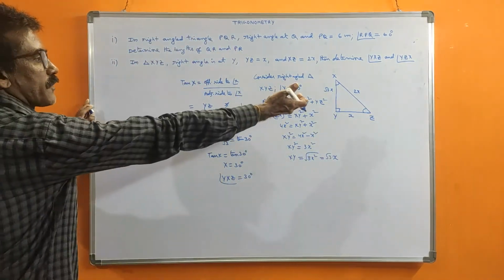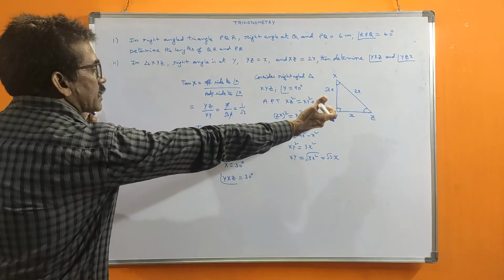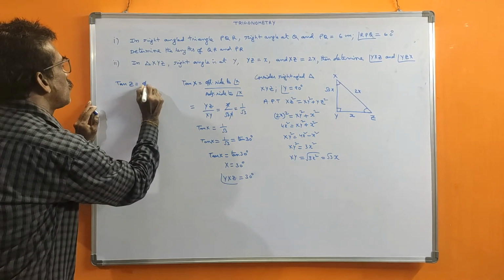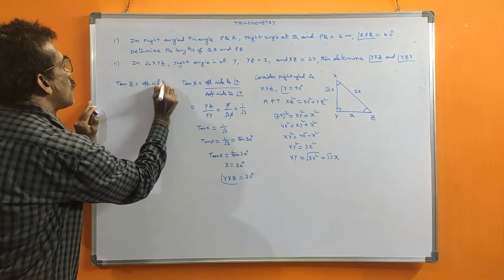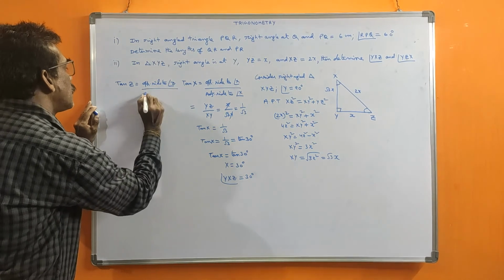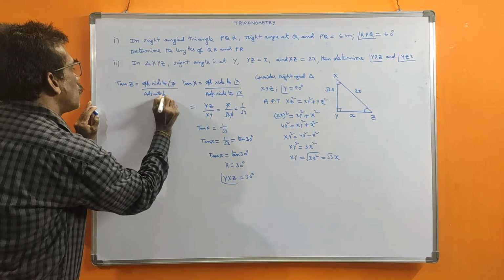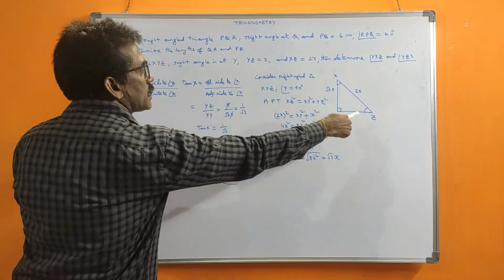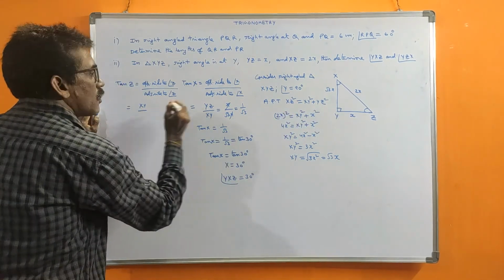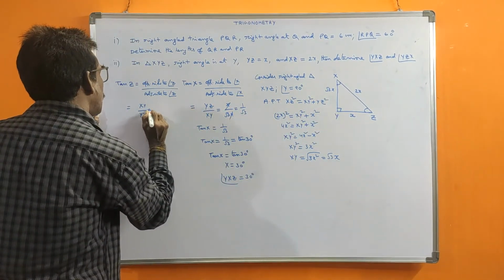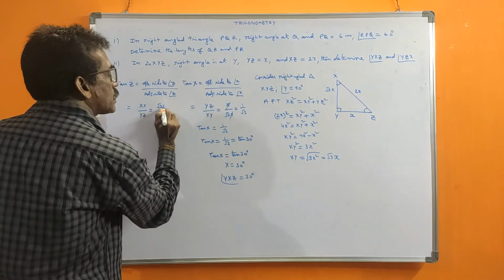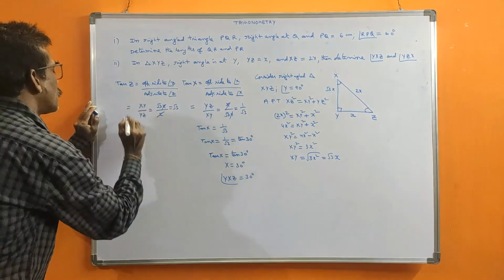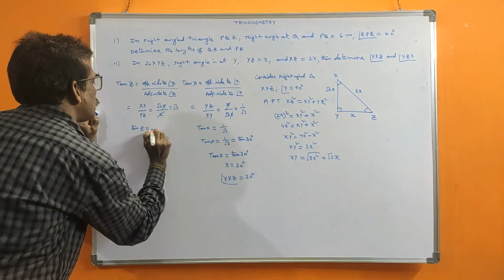Now, to calculate angle Z, apply the same. Write tan Z, which is equal to the opposite side to angle Z by the adjacent side to angle Z. For Z, the opposite is XY and the adjacent is YZ. So the values: XY is root 3X by YZ, which is only X. X cancels, and tan Z is root 3.